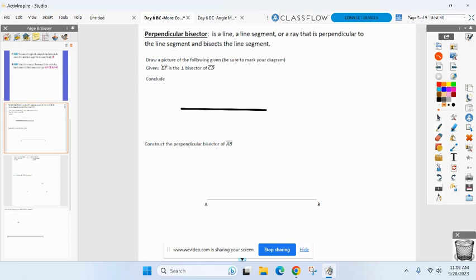Oh, some of you are falling into the trap. What's EF again? EF is a, what do I have on top of it? Line, right? So it just can't stop at CD. It's got to go through with arrows. All right, so make sure you have arrows on this bad boy.